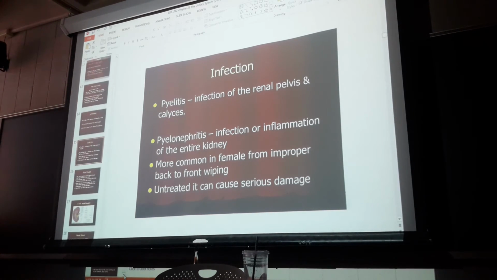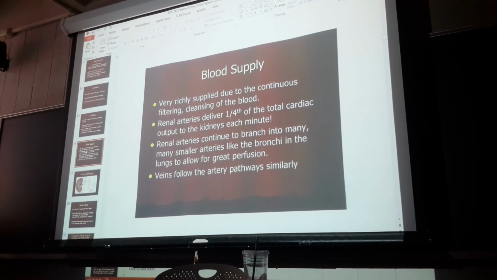Okay, a couple more slides here. The blood supply. So the whole idea is the function is filtration. So we've got to get the stuff in, we've got to get the fluid in. And it's a very, very vascular organ, so it has a rich blood supply. We're filtering and cleansing the blood. The renal arteries deliver 1/4 of the total cardiac output to the kidneys every minute. So of those 5 liters that the heart is pumping out, 1/4 of that goes straight to the kidneys every minute, every time we're beating, every time.